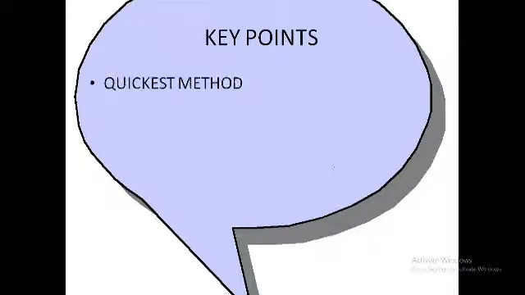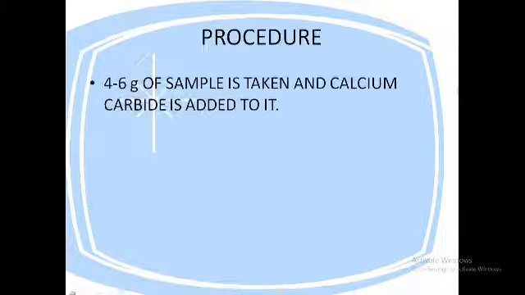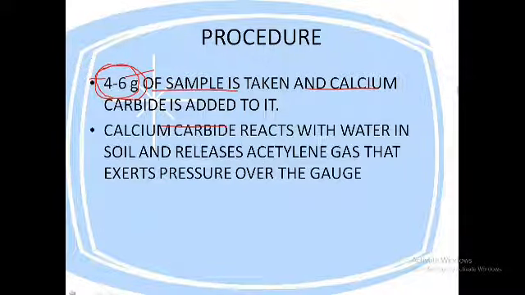Now the key point here is that it is the quickest method. Now the procedure here is to take 4 to 6 grams of the sample. Don't take less than this or more than this. This is standard, this is set. Take 4 to 6 grams of the sample and add calcium carbide to it. Now what the calcium carbide will do is it will react with the water content in the soil, and it will release acetylene gas.